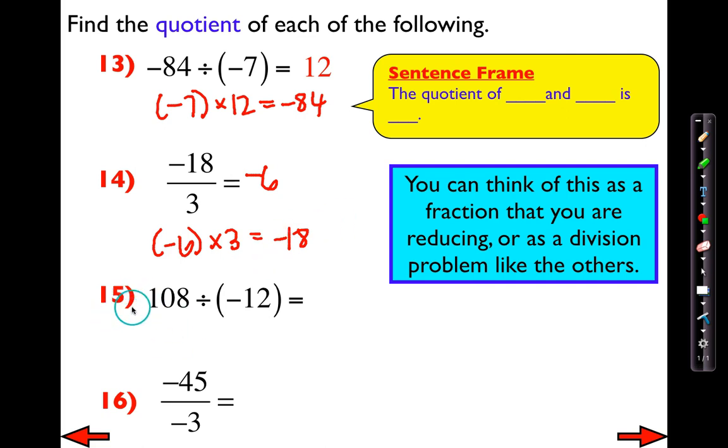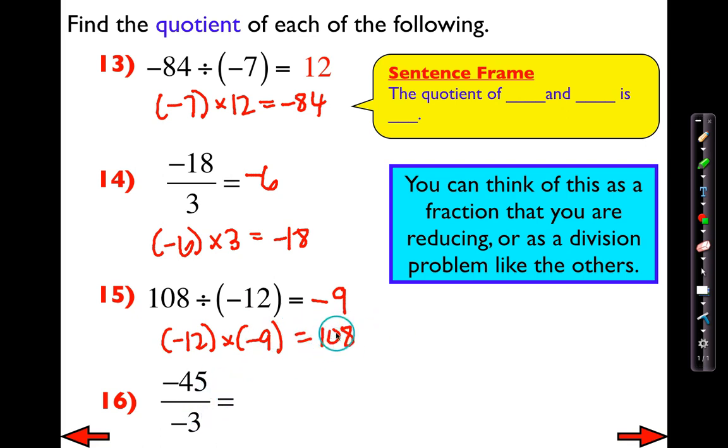For number 15 here, what times negative 12 gives you 108? Well, to make this a positive, I'm going to have to multiply by a negative. What times 12 gives me 108? Well, it's going to be negative 9. And let me prove it to you, because a negative 12 times a negative 9 does indeed give me 108.